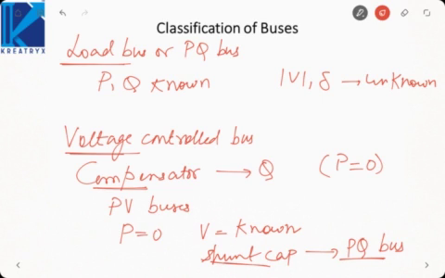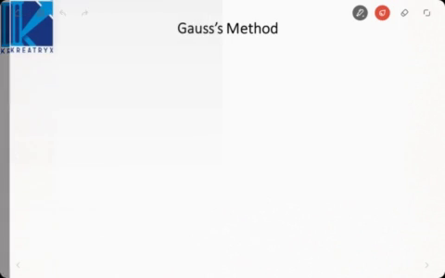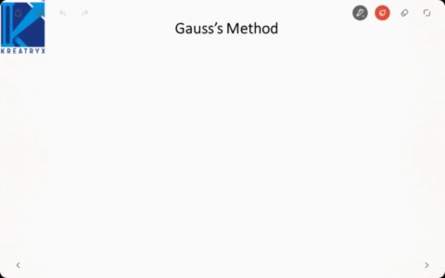Now let us see some iterative methods to solve for the voltage magnitude and the phase angle. Why iterative method? Because we will be going on calculating in a loop, and whenever we gain sufficient accuracy, that will be the solution of the power system. It is actually a numerical solution of the power system voltage and the angles. The first method that we consider is the Gauss method.